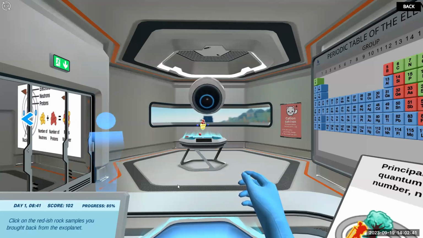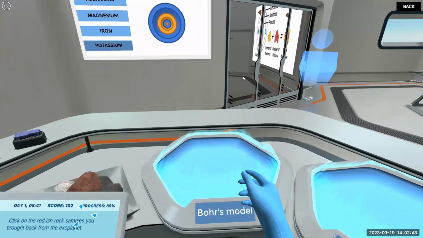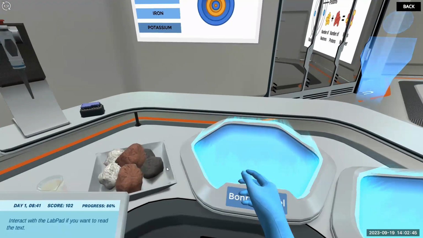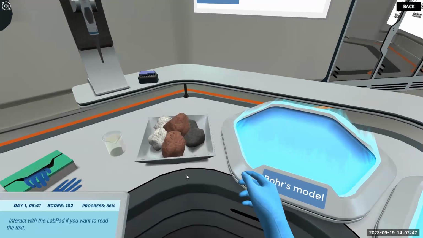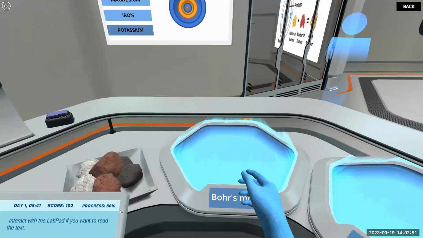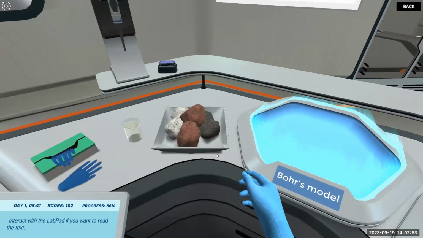Click on the reddish rock samples you brought back from the exoplanet. The red color could be the result of iron oxidation, a chemical reaction that happens in an oxygen-rich environment, Fe2+/Fe3+. During oxidation, iron loses electrons in a similar way ions differ from atoms.